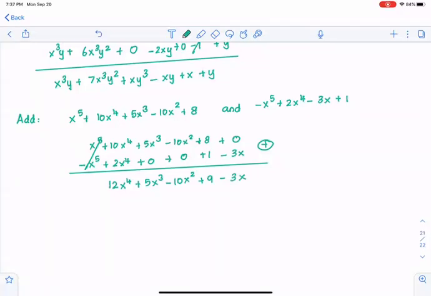As I mentioned earlier, it's always better, or it's the proper way, to write a polynomial in decreasing powers of x. So we will have 12x raised 4 plus 5x cubed minus 10x squared minus 3x plus 9.